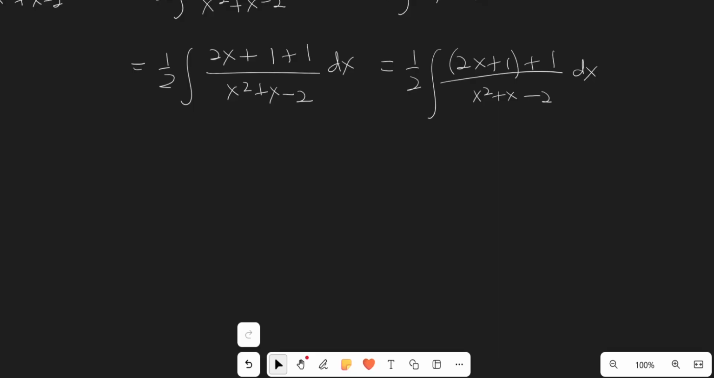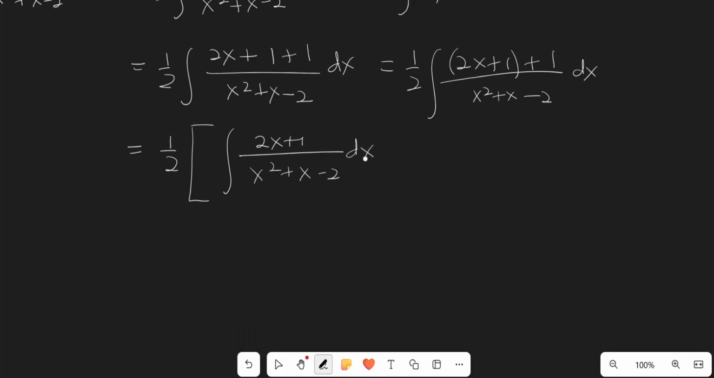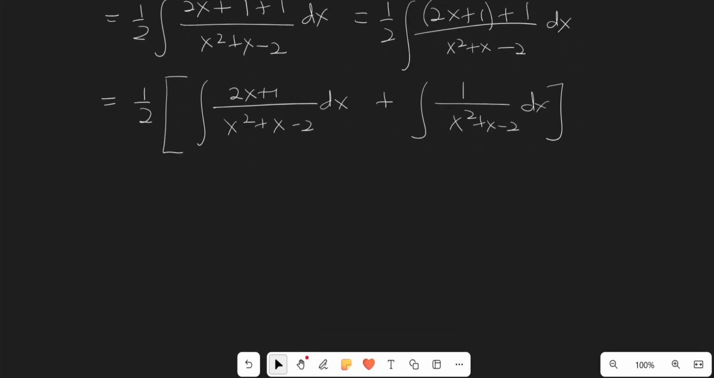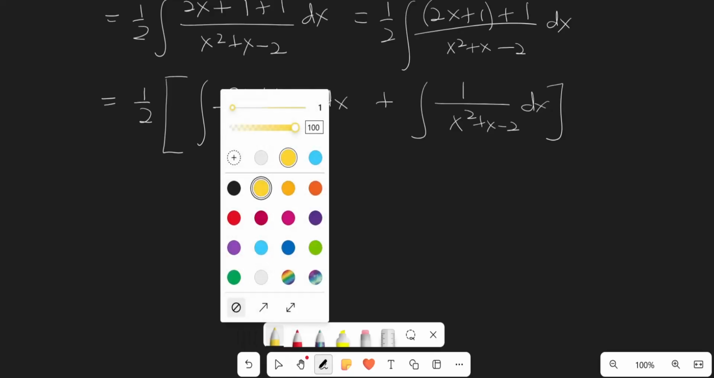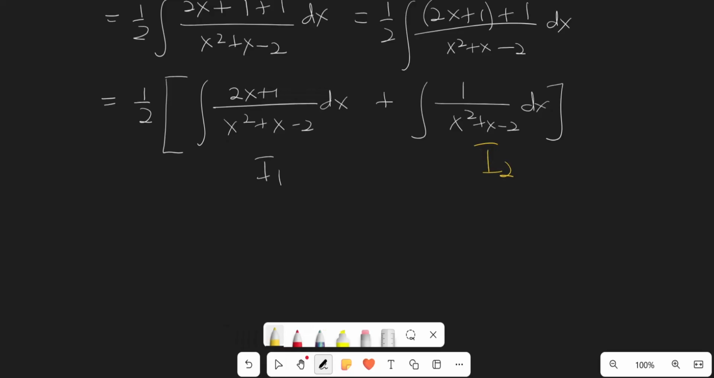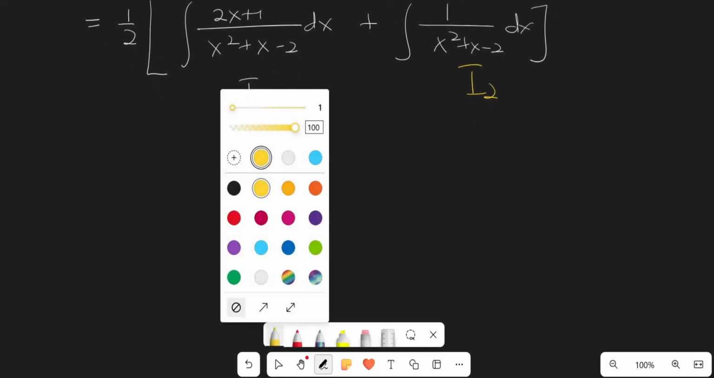Now what happens here? Let's split this into two integrals. 1/2 all multiplied by the first integral. The first integral is 2x plus 1, the first one that we grouped, all over x squared plus x minus 2 dx, plus the integral of 1 all over x squared plus x minus 2 dx. Now the first integral is very easy, so let's call this one I1 and this one I2. So let's tackle I1.